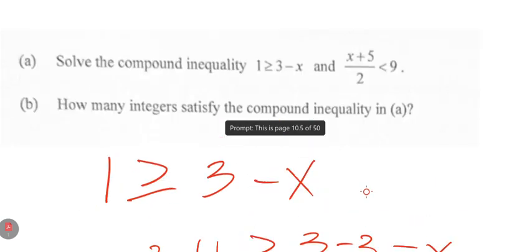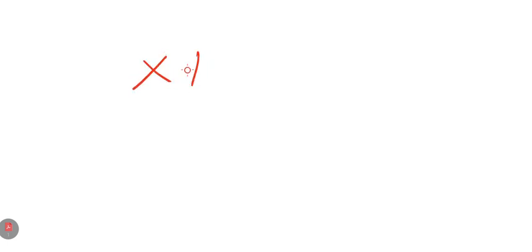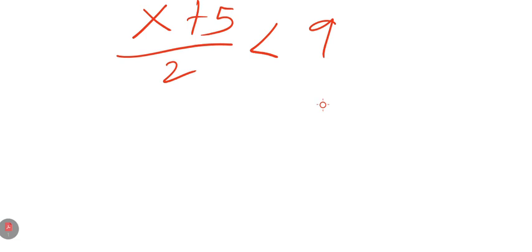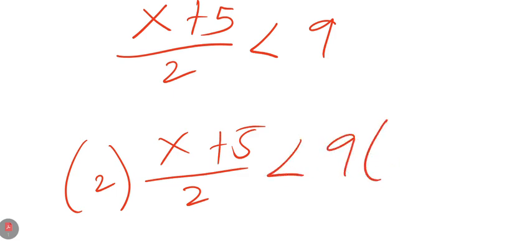Now, for the second part of the compound inequality, we have (x plus 5) over 2 less than 9. Okay, so let's solve the second inequality. To solve this, we're going to multiply both sides by 2. So that's (x plus 5) over 2 times 2 is less than 9 times 2.